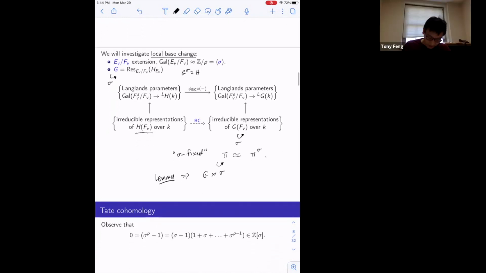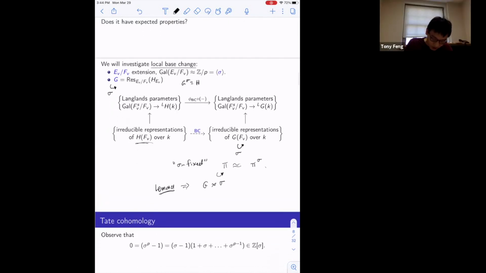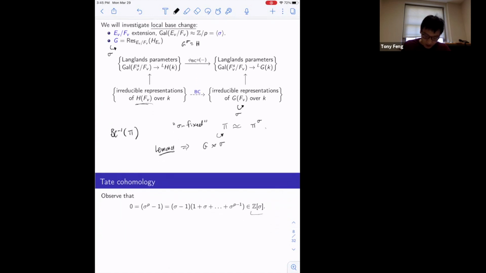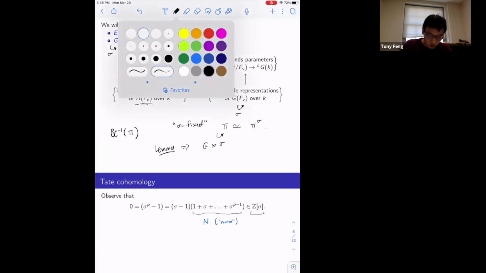Okay, so what I'm going to do is formulate a statement about the preimage of this pi under base change. To do that, I need to remind you about Tate homology. So let's observe that in Z[sigma], which is by definition the group ring of this cyclic group of order p, you have this element sigma, and its p-th power is the identity. So sigma^p minus 1 is 0, and we can factor that in the following way. It's sigma minus 1 times this thing, which I'm going to call N for norm, because its effect on a representation of sigma is to average over the group action.